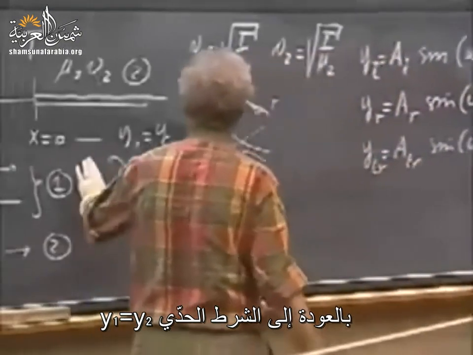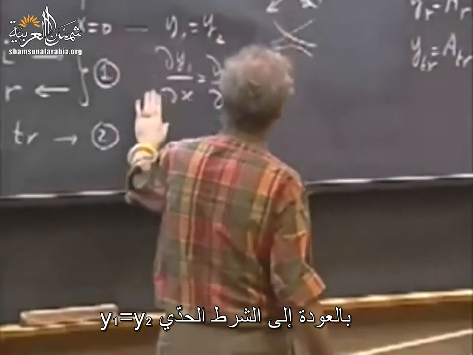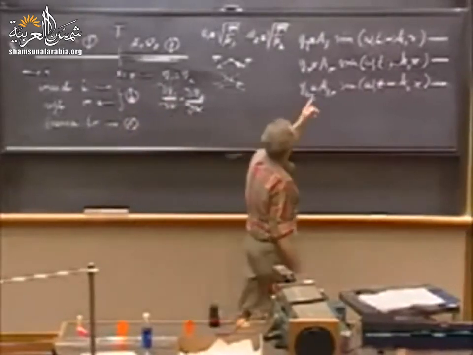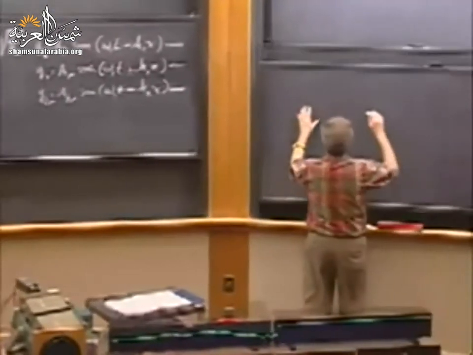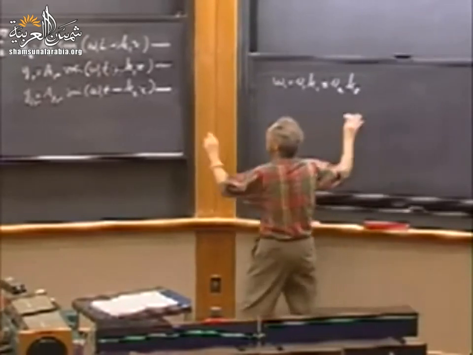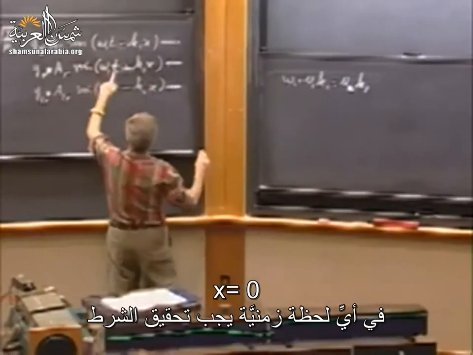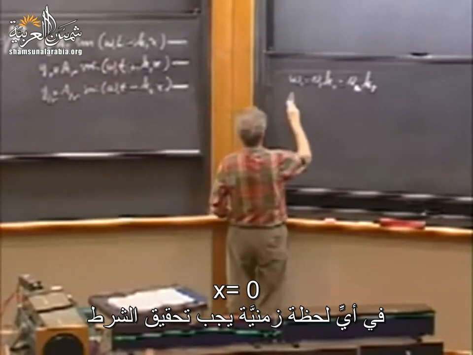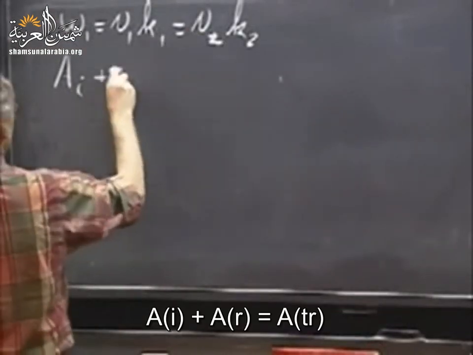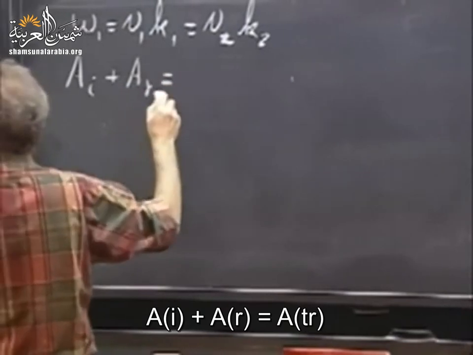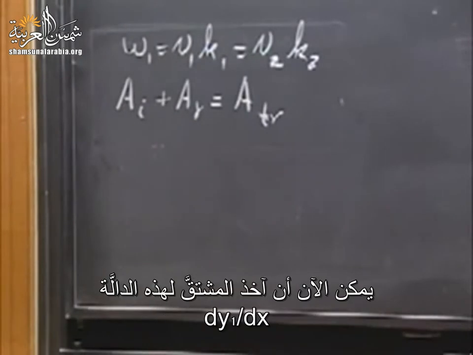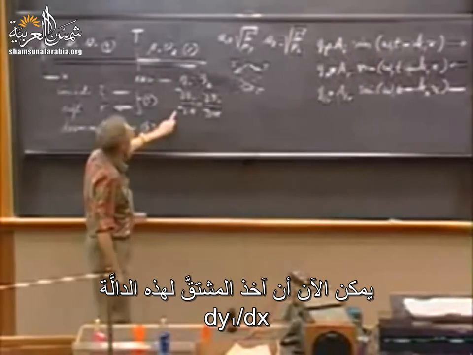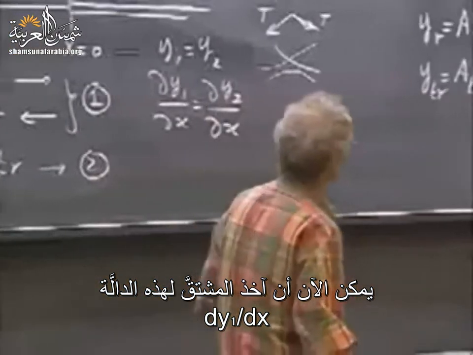So if now I go to my boundary conditions, y1 equals y2, which you see here, then I get that A of I, so x equals 0, at any moment in time, I must meet that condition. So A of I plus A of r must equal A of tr. If not, then the string would break. I can now take the derivative of my function, dy1/dx.